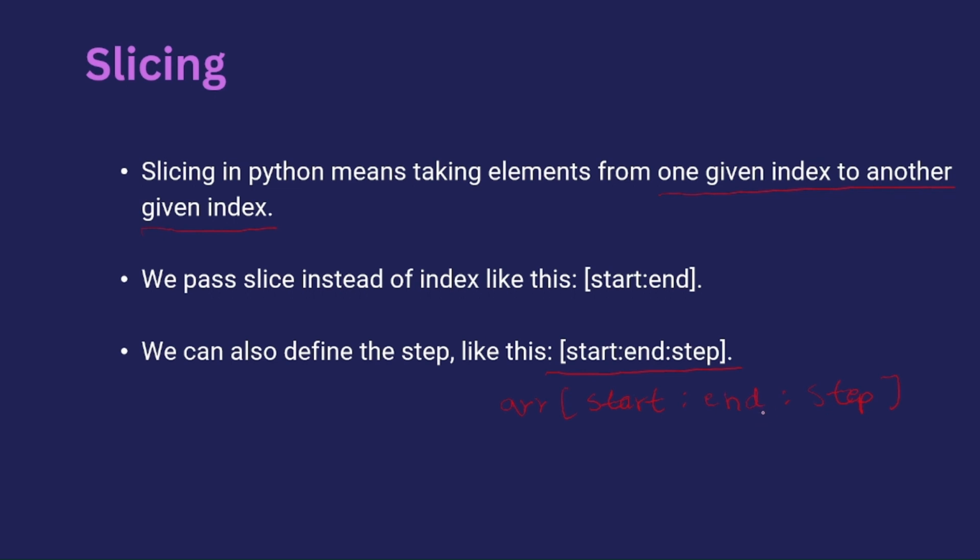Let us assume that ending index is n. Then it considers the elements up to n minus 1. It ignores the nth element. And step is nothing but the step size between each element in this slice. Let us go to Jupyter Notebook. After seeing some examples, you will understand.